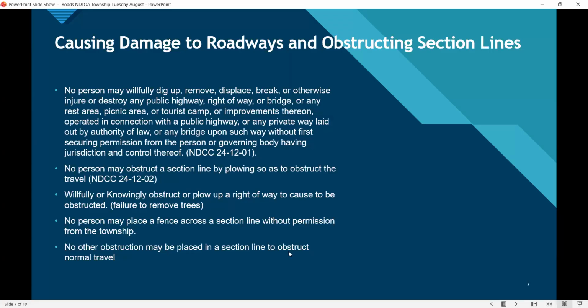Also, along with willfully or knowingly obstructing or plowing up a right of way, I would also make that synonymous with failure to remove trees. I know there's quite a few times where trees grow up in the right of way, and people don't take care of them when they block the roads or block snow. In those situations, I would try to work with the landowner. I think a lot of times they probably split the costs, or it's cost prohibitive. The township does take them down.